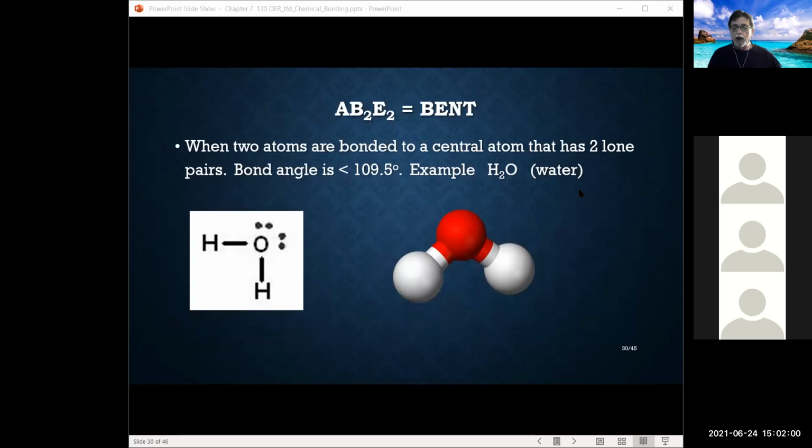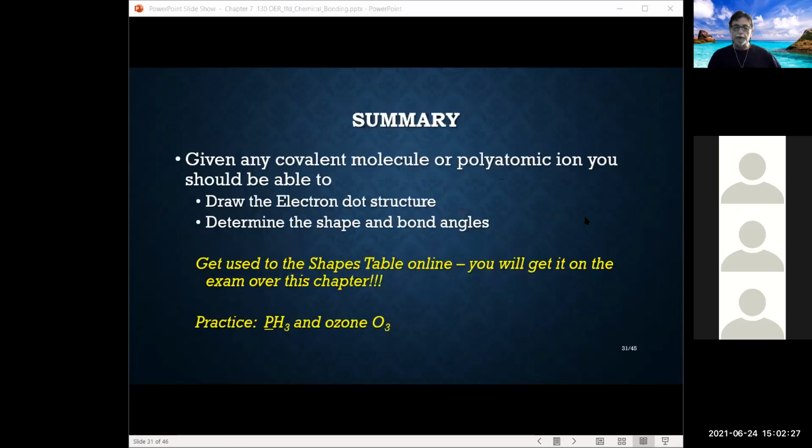And then water. Water is an extremely polar species, with two lone pairs on the central atom. That bond angle is less than 109.5, but it should really be much less, because those four lone pair electrons take up a lot of space, squishing those hydrogens closer to each other. Okay, so water. Now, to summarize all this.